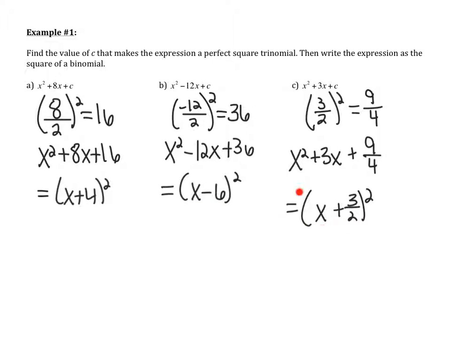So to make it easier on problem C when I had the fraction, I just remembered that the number that ends up in my parentheses when I go to factor my perfect square trinomial is just the number that I got after I divided by 2. So when I took 3 divided by 2, I just left it as 3/2, so that's what would end up in my parentheses when I factor it down.